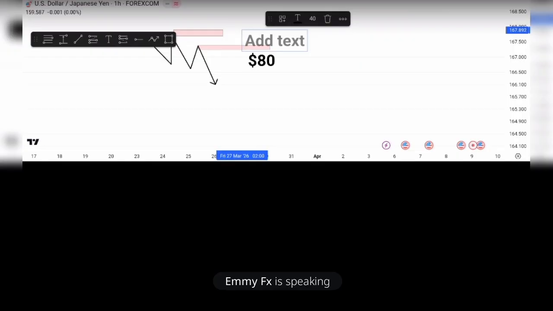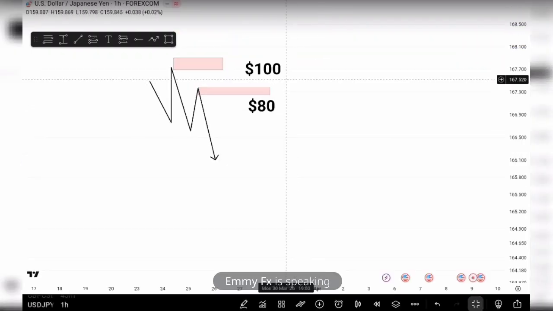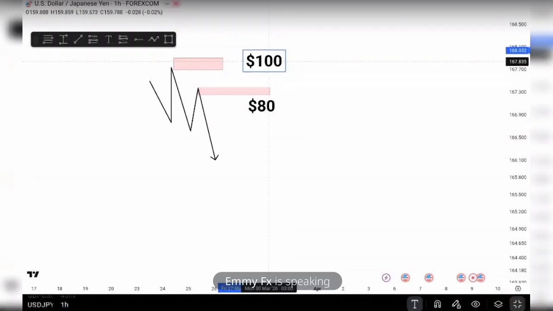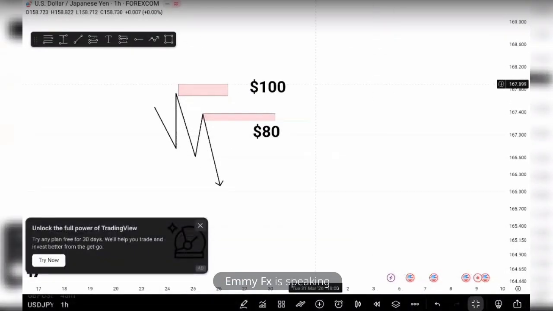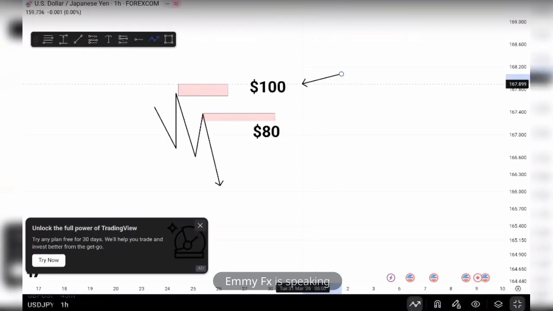I need you to understand that. It's not a discount pricing array. So we are going to buy from the highest pricing. And where is the highest pricing? This is the highest pricing, which is $100. So we are going to buy from $100 and sell to the lowest price, which is here.